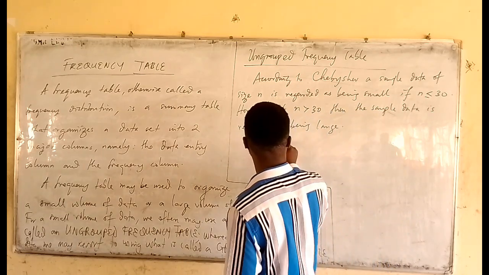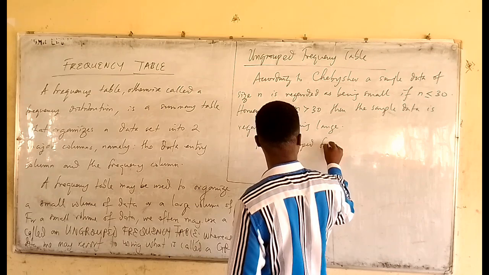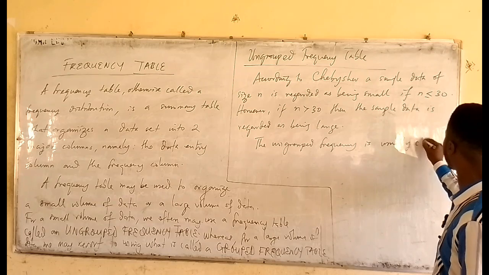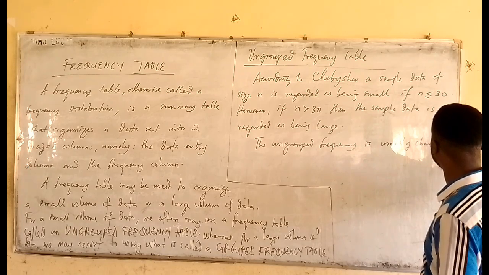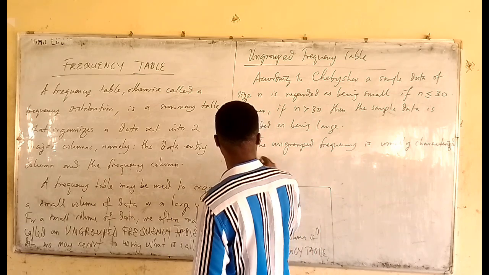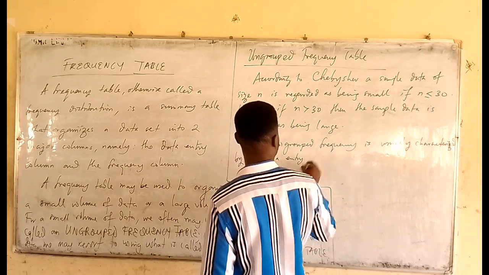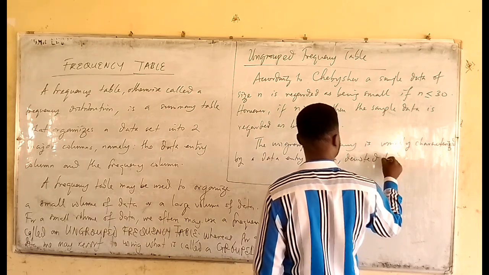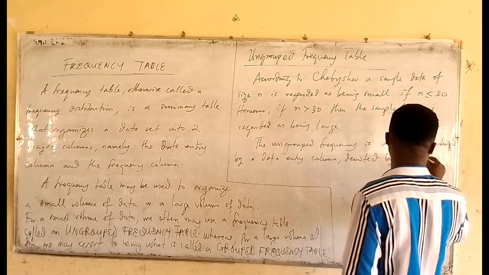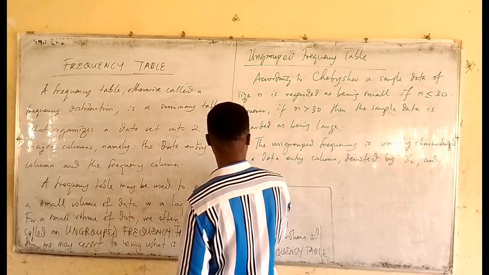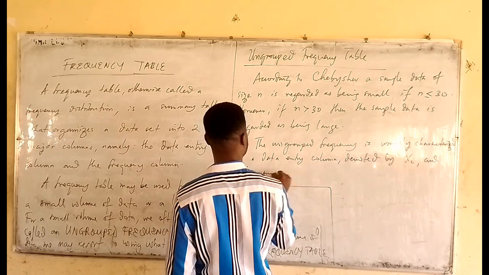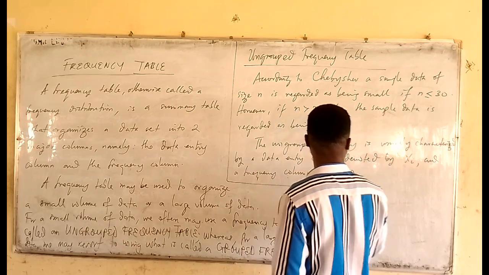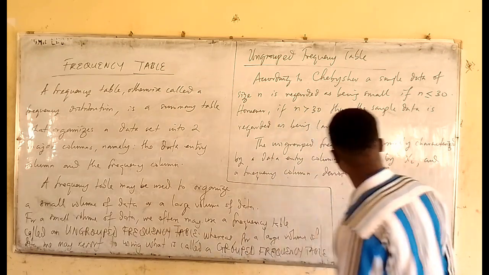The ungrouped frequency table is usually characterized by a data entry, denoted by X, and a frequency, denoted by Fi.